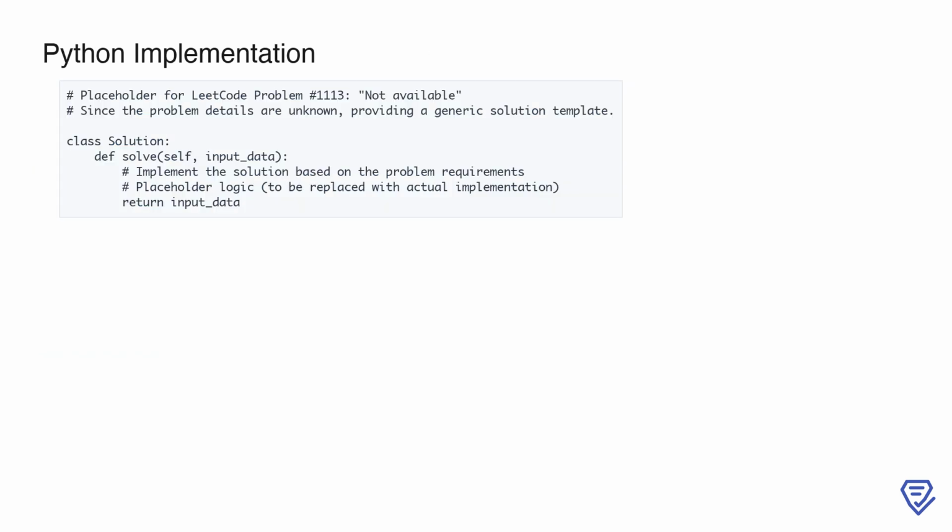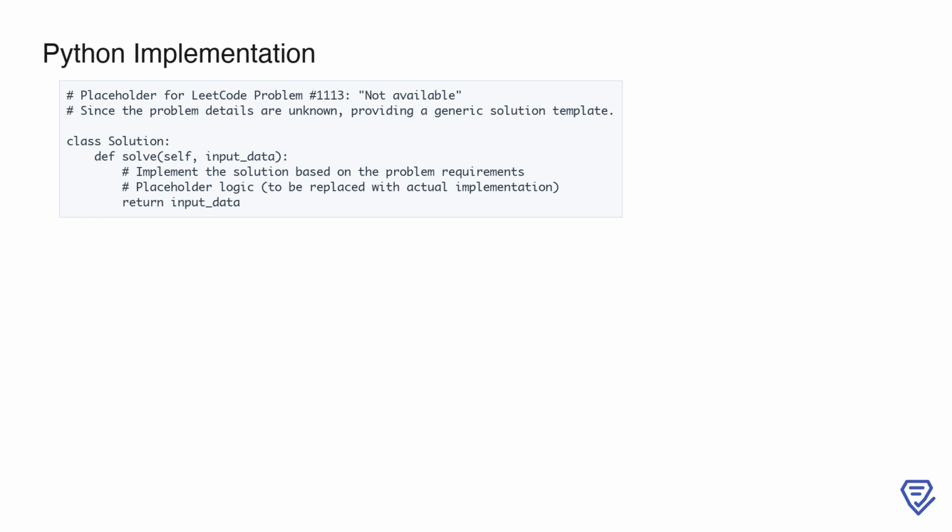The provided Python code is a placeholder for LeetCode problem number 1113, which is currently unavailable. The code defines a class Solution with a method solve that takes an input parameter input_data. The method contains placeholder logic that directly returns the input data. This structure adheres to the typical LeetCode format, where solutions are implemented within a class named Solution and specific methods are designed to solve the problem at hand.